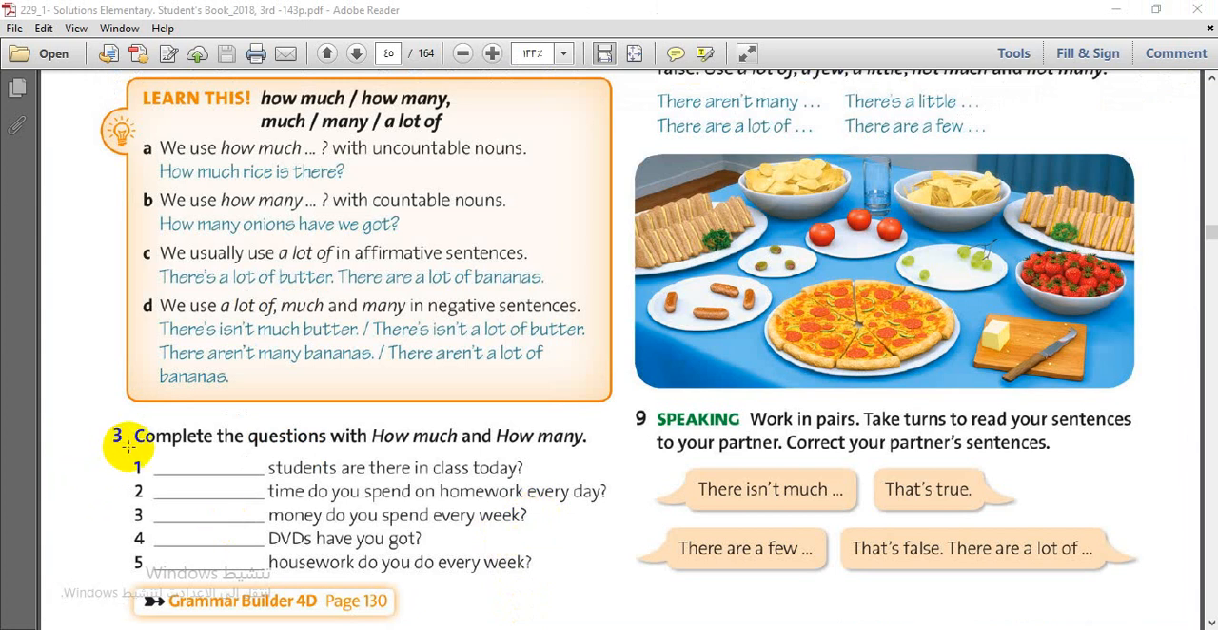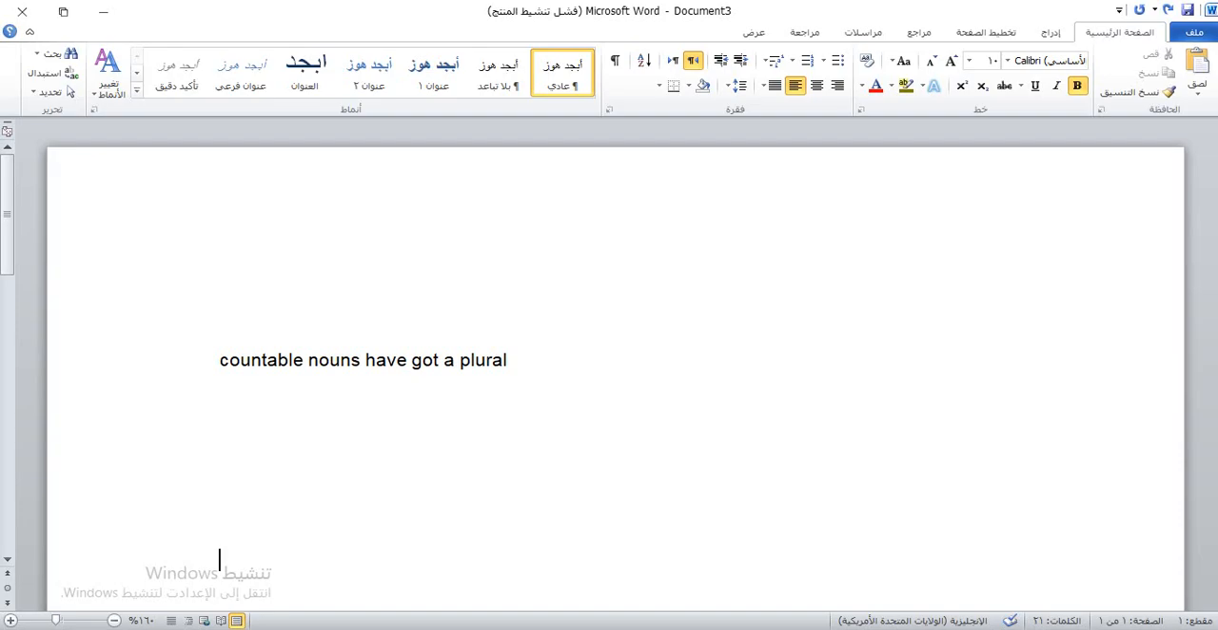Now, exercise number 3. Complete the questions with how much, how many. We are going to write how much or how many to fill the spaces here. We have 5 spaces. Now try to know that countable nouns have got a plural.